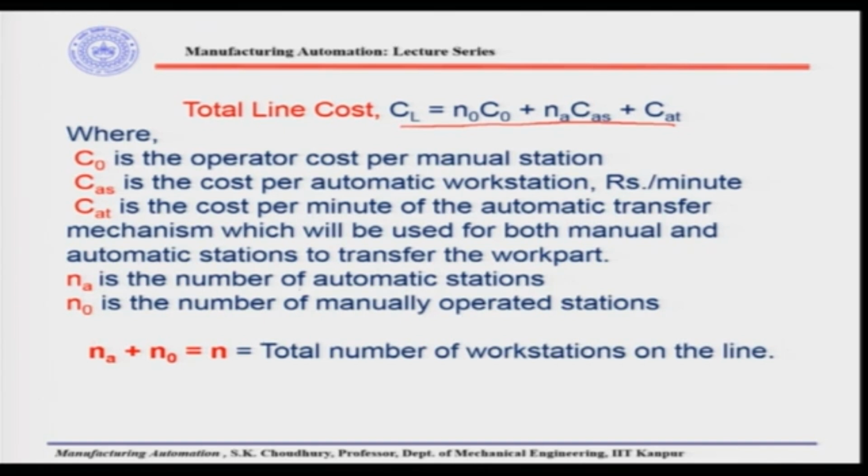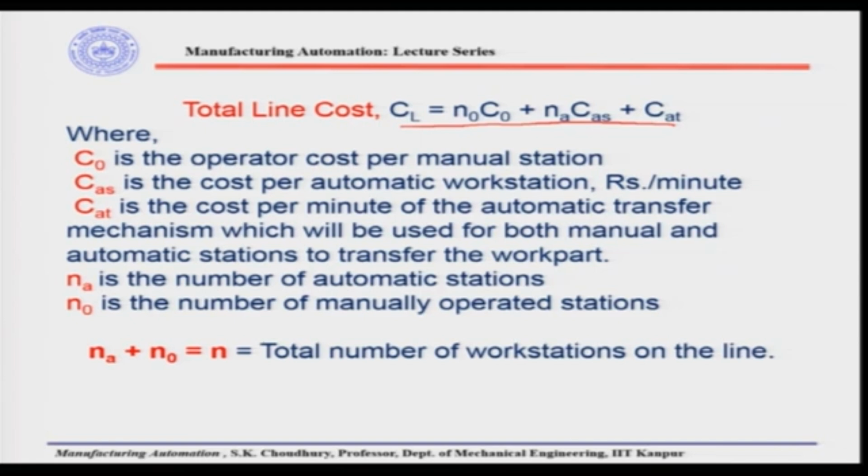Na is the number of automatic stations and Cas accordingly is the cost per automatic workstation, in rupees per minute. These two plus Cat, this is the cost per minute of the automatic transfer mechanism, which will be used for both manual and automatic stations. So, you can see that Cat is not multiplied by either N0 or Na, because this is the cost per minute of the automatic transfer mechanism, which is the material handling device.